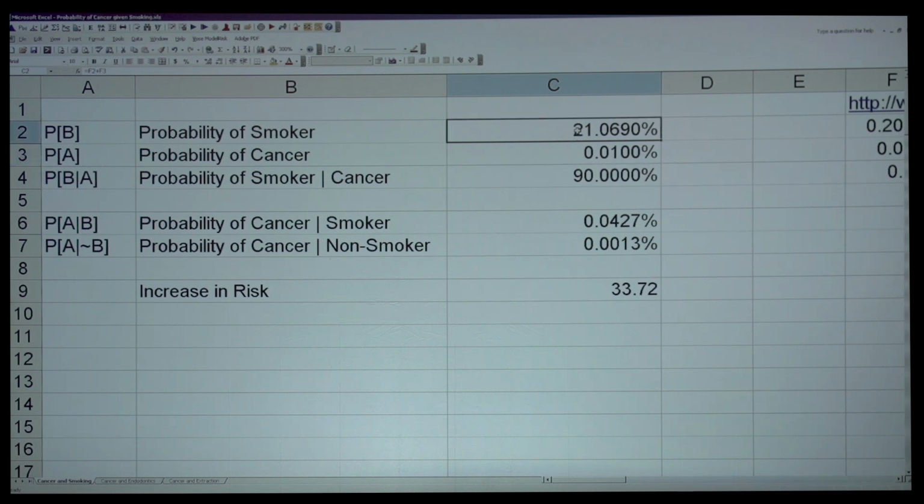The probability of being a smoker goes to, let's say, 50%. And let's just do the probability of cancer, 10%. And the probability of being a smoker, given that you have cancer, is 50%. It's a wash. So if half the people smoke, half the cancers, so this makes sense, half the cancer patients should be smokers, and there is no increase in risk.